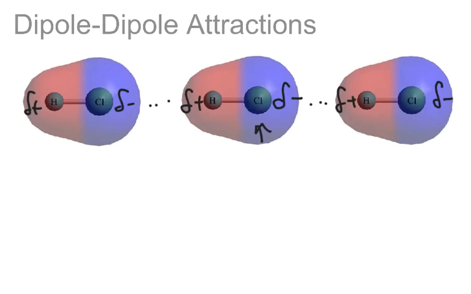Now this is a little bit different than ionic compounds where there's a full positive and a full negative charge between each different ion. And that's going to be a very strong attraction. Here it's only partial positive and partial negative, so the attraction between these is not going to be quite so strong.